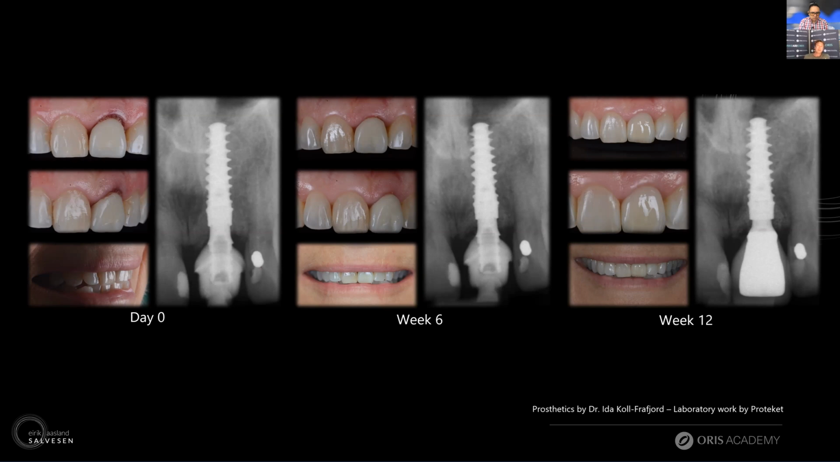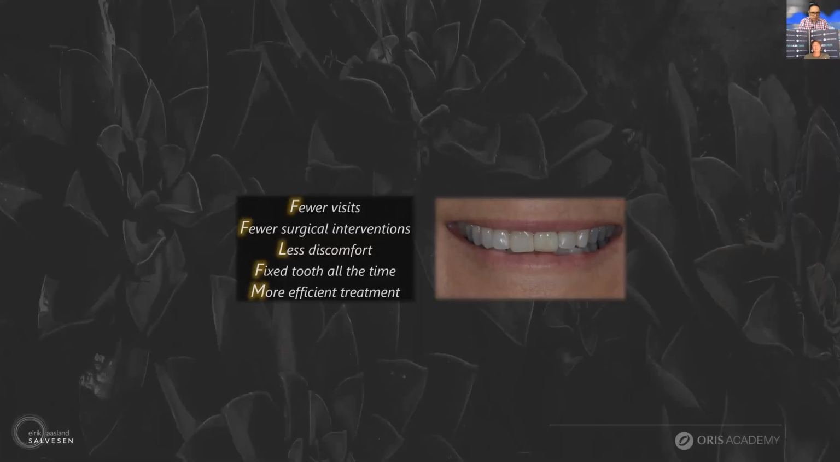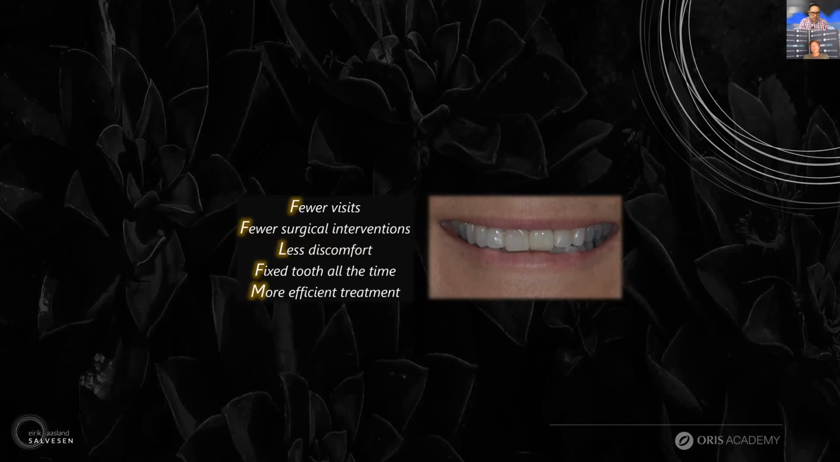And looking at it again from a patient perspective, what did we obtain for this young lady, who has all the knowledge around implant therapy, as she's a hygienist that works with follow-up of these patients? Well, we gave her fewer visits. We gave her fewer surgical interventions, less discomfort. There was a fixed tooth all the time, and overall a more efficient treatment.